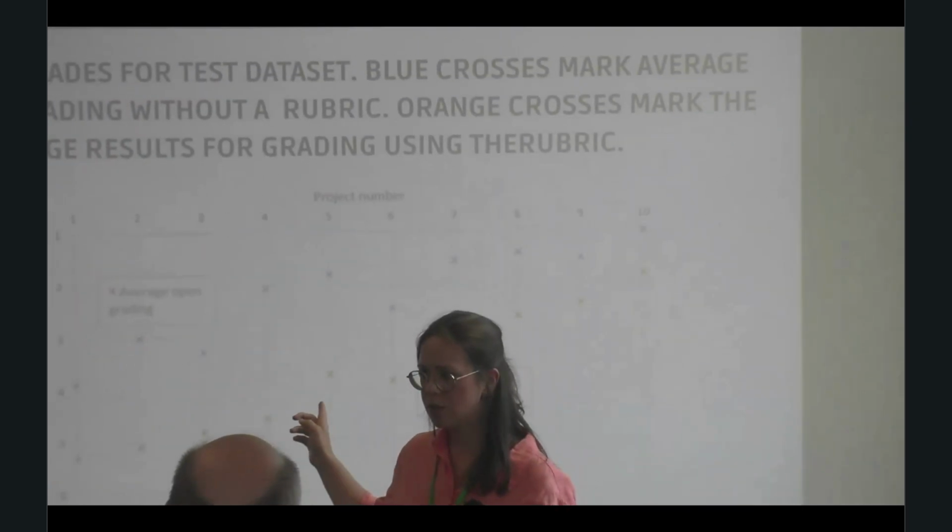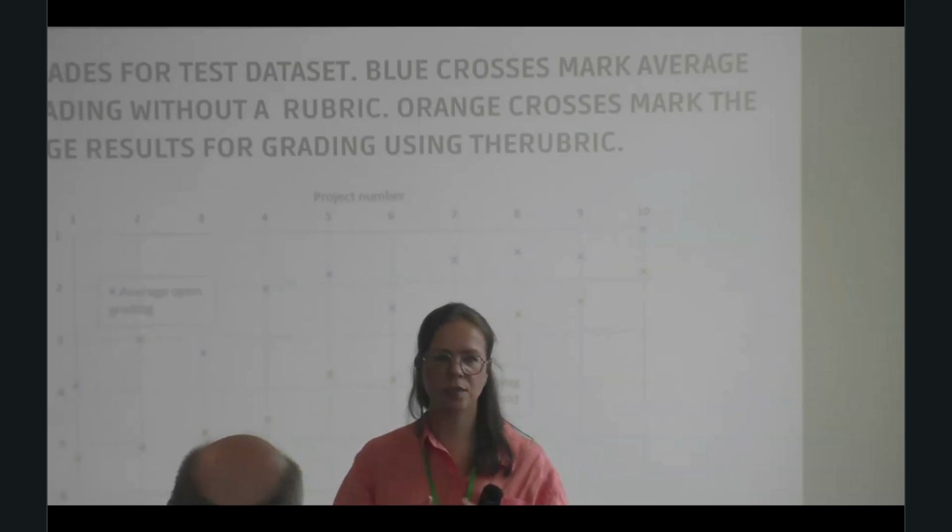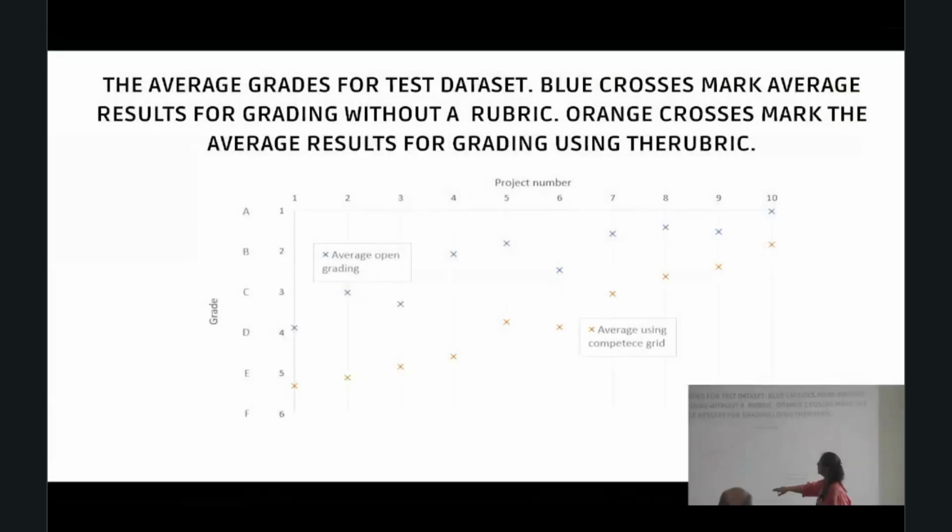This is also, should I show this? Yes, this is also an average, just a comparison of average. This is open grading, so without a grid, and this is an average with grading. So all grades count together, an average of them. And we see, actually, we don't know why, but that's the fact: we see that grading without a grid is better than grading with a grid of that project. But we didn't study the reason.